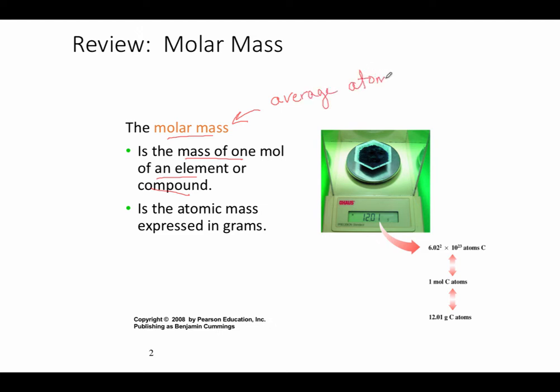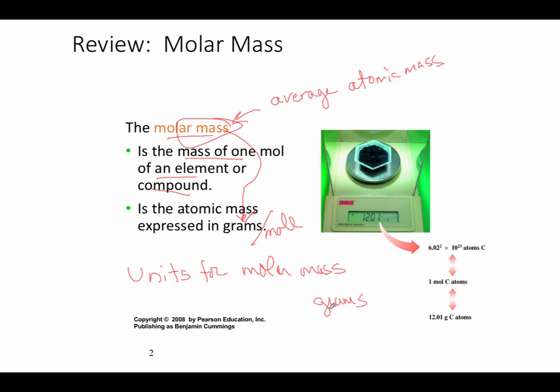It's the decimal number. It's the same number, but molar mass is going to have the units grams per mole. So make sure that you write that the units for molar mass are grams per mole. This number comes from the periodic table.